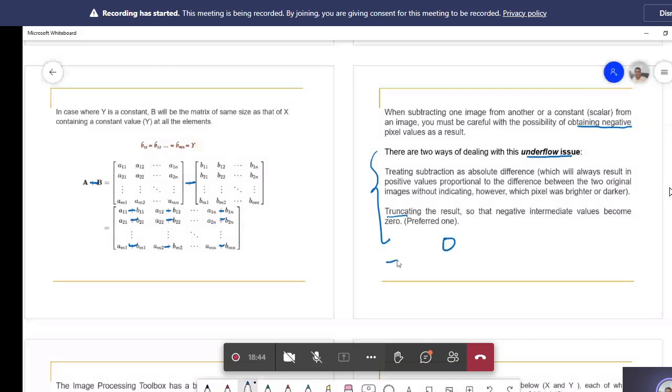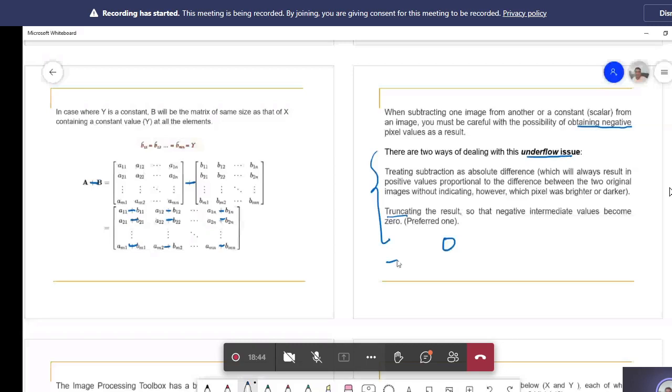I have covered it. So the Image Processing Toolbox has a built-in function to subtract one image from another image, or subtract a constant from an image. So this is the function imsubtract, and again this Image Processing Toolbox also has a built-in function to calculate the absolute difference. This is imabsdiff, and the IPT also includes a function for calculating the negative or complement of an image, that is imcomplement. Okay, so these are the inbuilt functions in MATLAB.